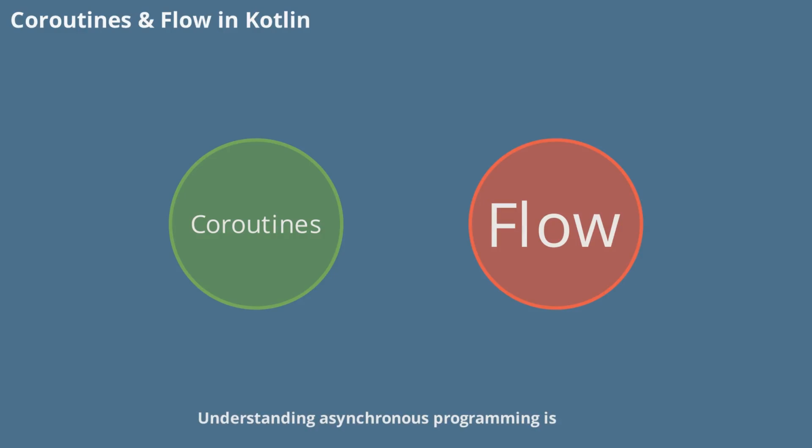Understanding asynchronous programming is essential for modern Android development. Coroutines simplify asynchronous tasks by making code more readable and manageable, allowing you to write sequential-looking code that runs in the background. Flow, a reactive stream API, works with coroutines to handle asynchronous data streams, emitting multiple values over time. Explaining how you use coroutines and Flow demonstrates your proficiency with Kotlin and your ability to build responsive, efficient apps.